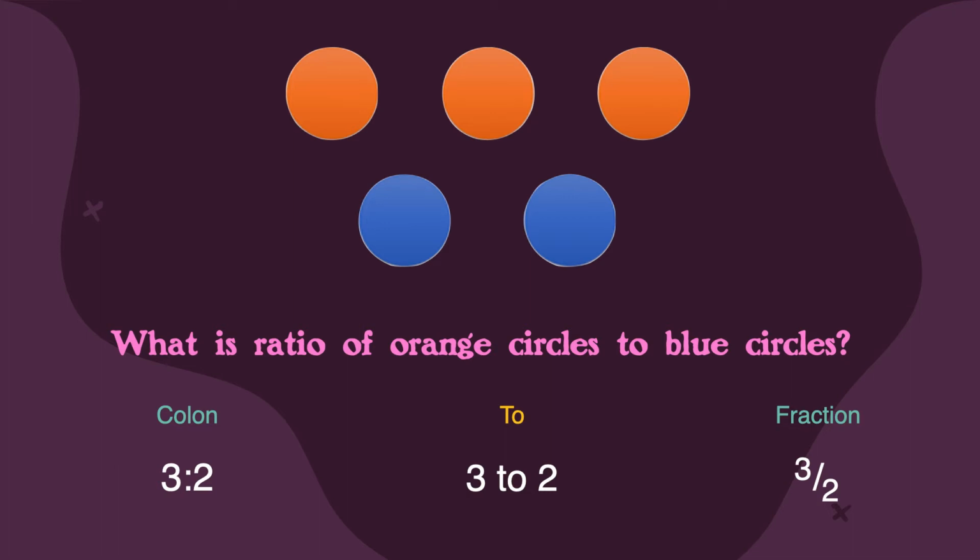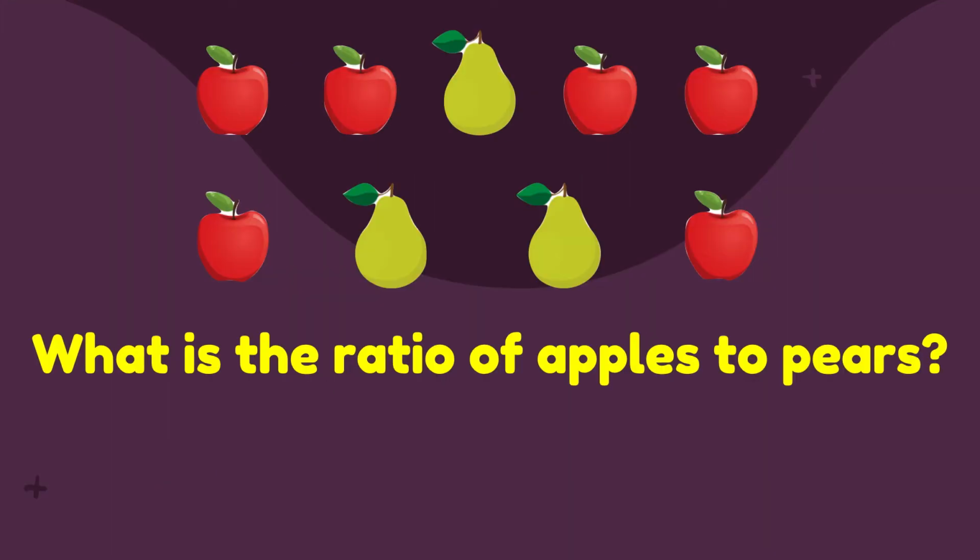Now remember, like I said before, the order of the ratio is very important. The ratio of orange circles to blue circles is 3 to 2. How do we know that? Because they asked us for orange circles first, so we write the number 3. Then they asked us for the amount of blue circles, so we write the number 2. 3 to 2.